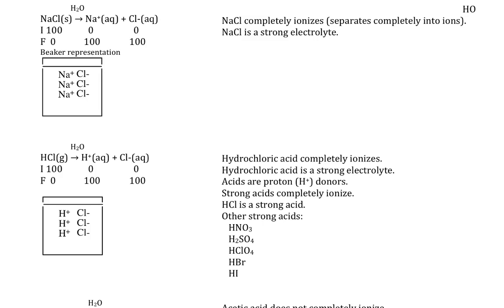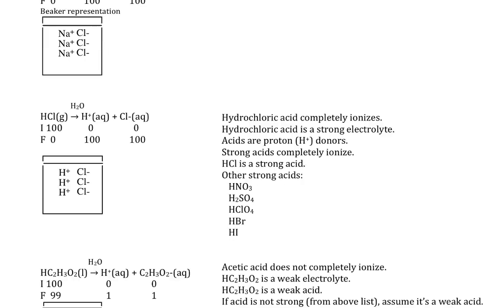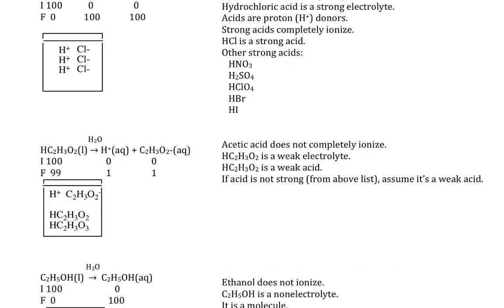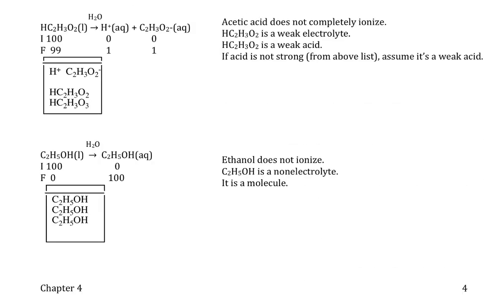So go back to the beaker representation. What we would have in our beaker is H+ and Cl- floating around, each surrounded by water. And then here is acetic acid. That's the one that makes for a glow, but not much of a glow.